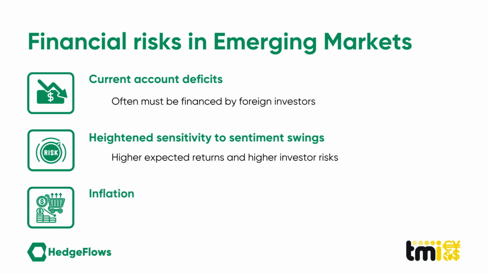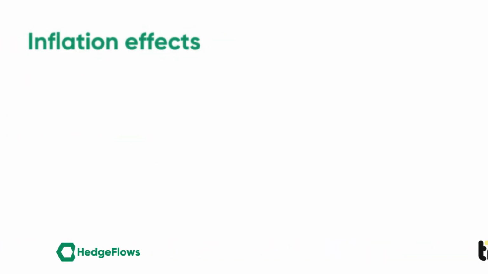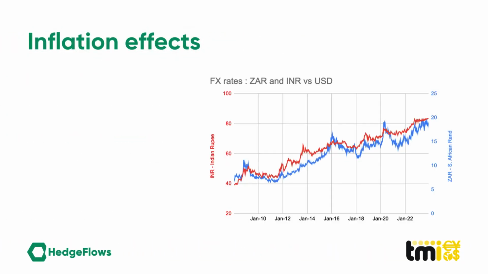Inflation. High inflation rates in some EM countries can erode the purchasing power of their currencies. High inflation can also lead to currency depreciation, as investors seek assets in currencies with lower inflation risks. The graph shows the values of both the Indian rupee and the South African rand falling over time against the US dollar, which is quite typical for EM currencies. Higher inflation is one of the reasons why both currencies have steadily depreciated over time, as both countries had inflation at levels that were twice that in the US.